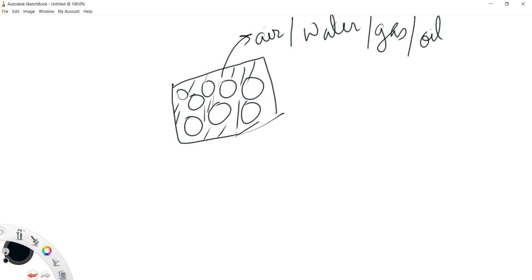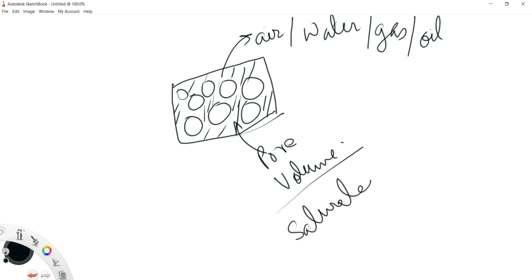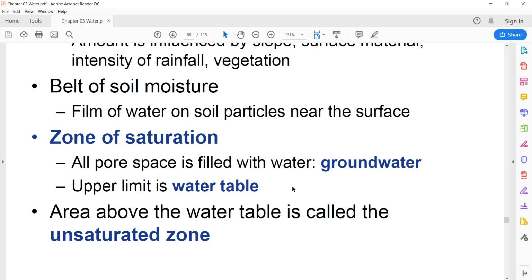So when it is filled with air or gas or oil, we call it unsaturated. And when it is filled with water, then we call it saturated. When the entire pore volume, so this one is pore or pore volume, and when this pore volume is completely filled with water, then we will call it saturated. So that is how it creates the zone of saturation.